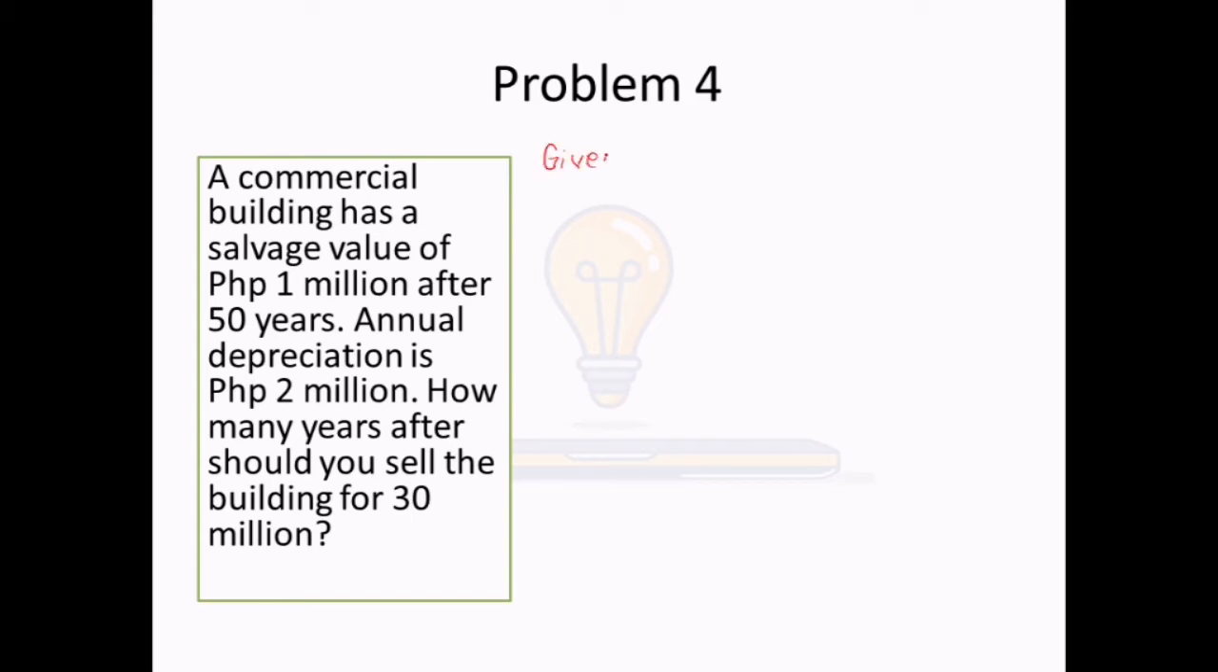The given will rearrange. This time, the salvage value is still given. So we have C sub L is equal to 1 million pesos. Same as the useful life, it is still given. We have L is equal to 50 years. But this time, the annual depreciation is already given. So we have the small letter d is equal to 2 million pesos.